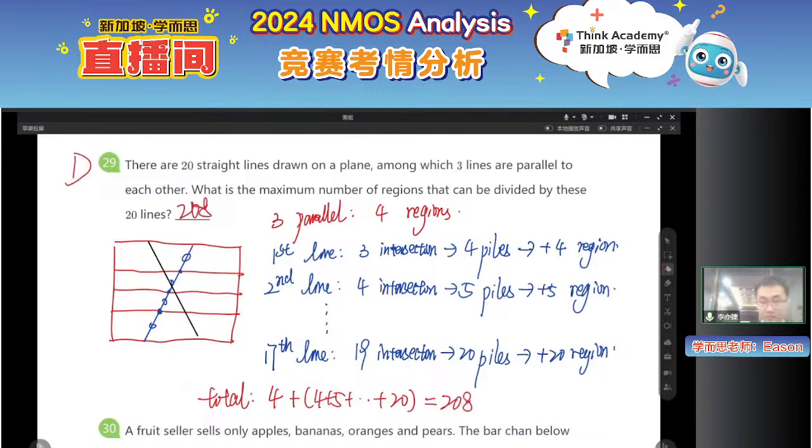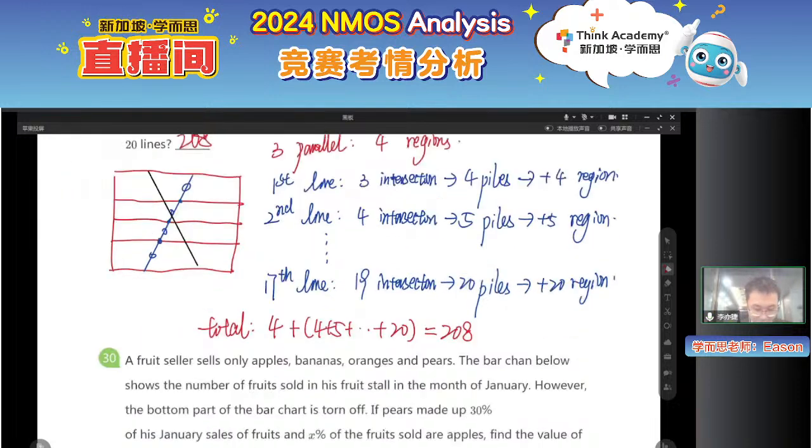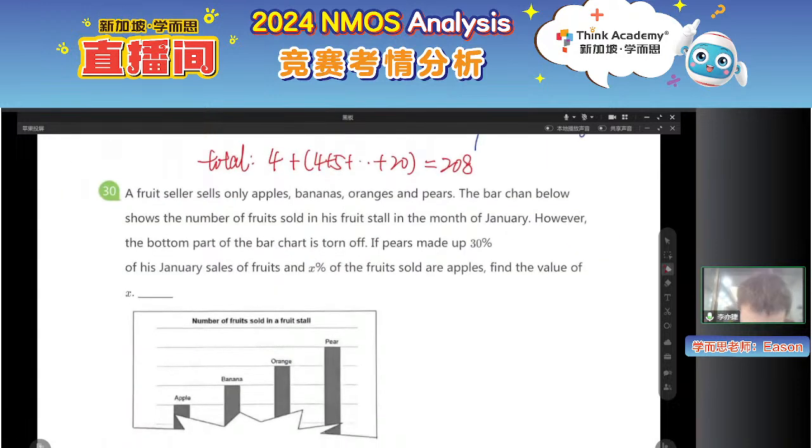Yeah, this is a difficult question, because if you haven't learned it, you won't know how to do it. This is the first time this question type has occurred in NMOS, at least in the recent 10 years, and it's only one question, so you may not be prepared for it. So I treat it as a difficult one. The logic for figure-divided-plane is always that we draw the figures one by one and see how many intersections there are, so how many regions will be added. That's the logic.